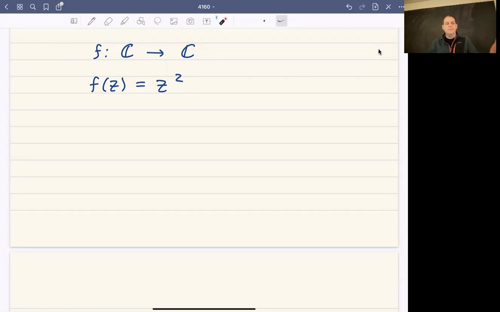So it turns out that every complex number can be written in the form z squared for some complex number z. And this is a fact that we actually already proved in one of the first videos, right, that every number has a square root in that certain sense.